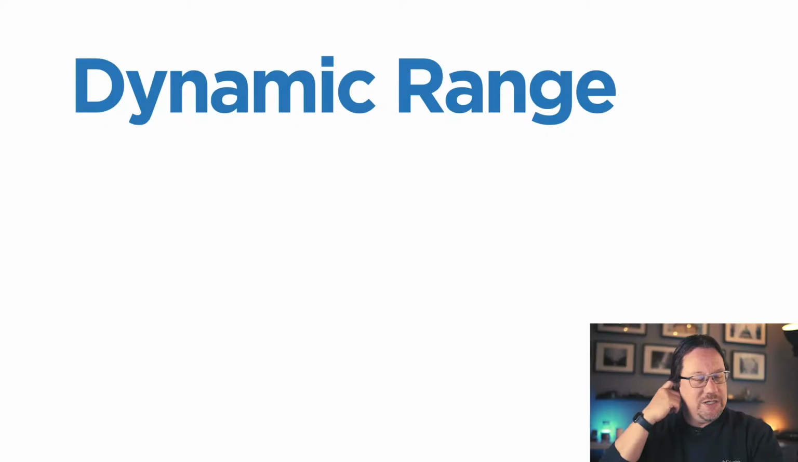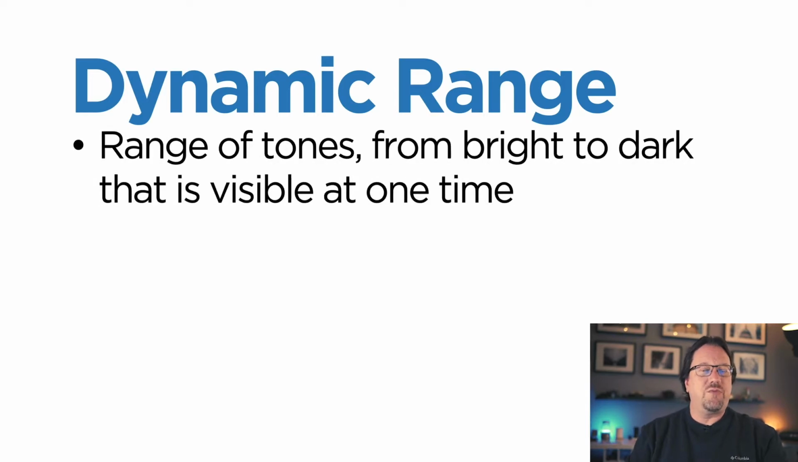So let's talk a little bit about the DR part, which is dynamic range. Dynamic range is the range of tones from the darkest part to the brightest part that is visible at one time. So behind me, probably the darkest part is my shirt, my hair. The brightest part is the light up here, and everything in between. So that's the dynamic range of what you're looking at on screen right now. The bright is pretty bright, but the dark isn't really, really dark. So it's not a super big dynamic range.